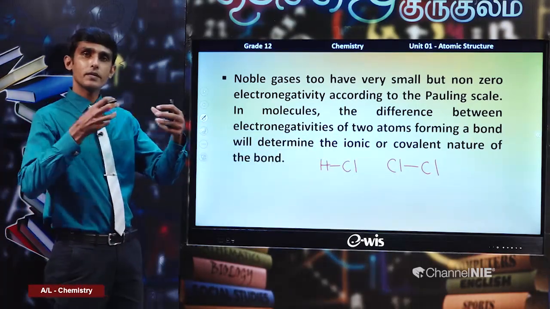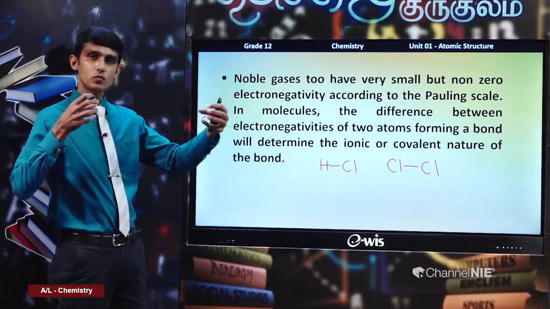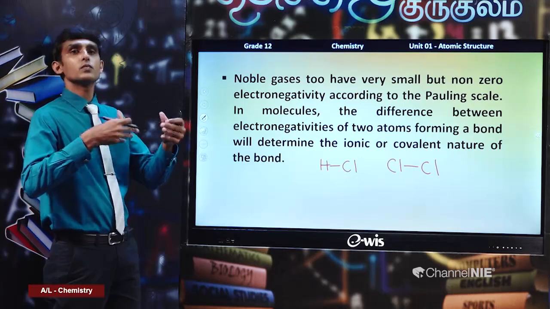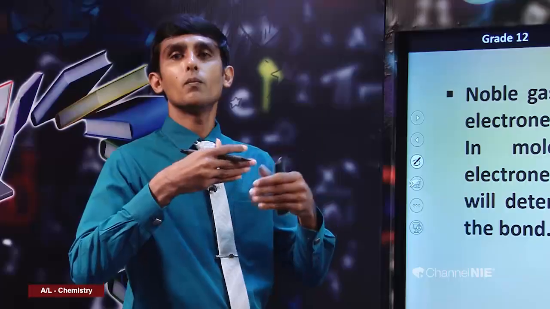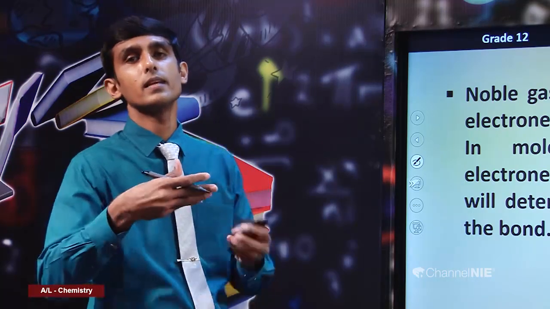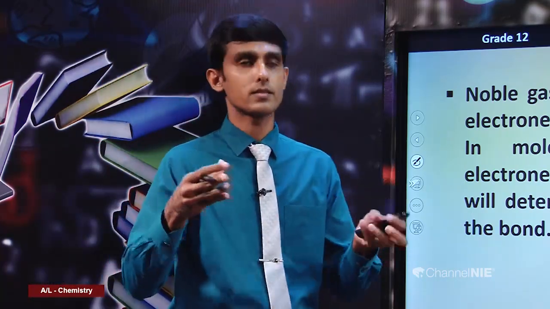When the electronegativity difference between the two atoms which form the bond increases, there is a tendency for that bond to become more ionic. So the ionic character of the bond increases when the electronegativity difference increases.